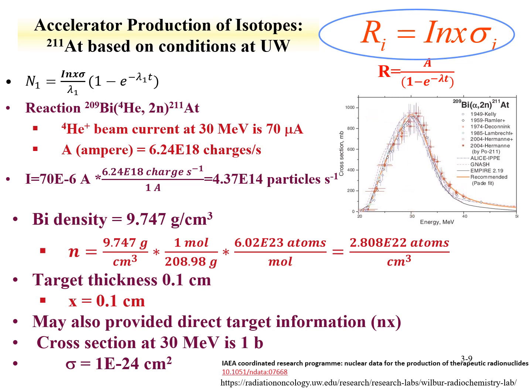And this cross-section for this reaction is about 1,000 millibarns. So that's 1 barn. And we'll use that as the cross-section.